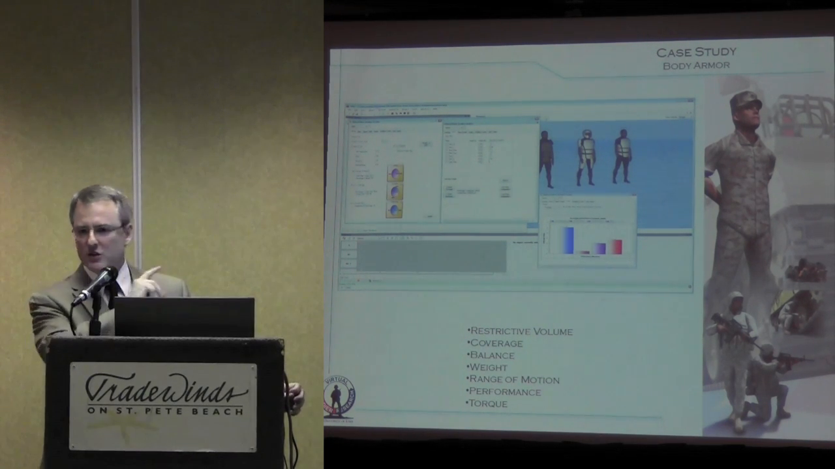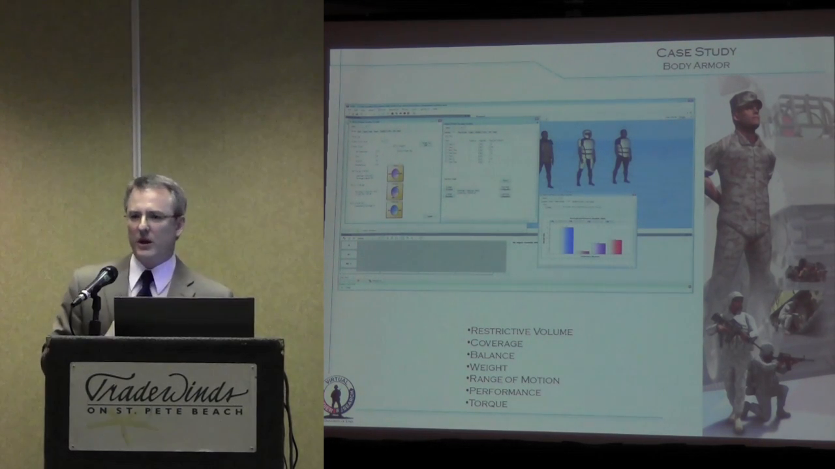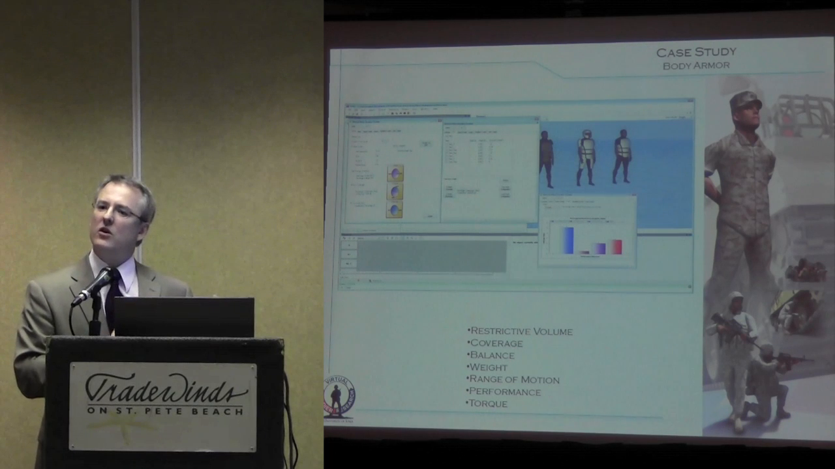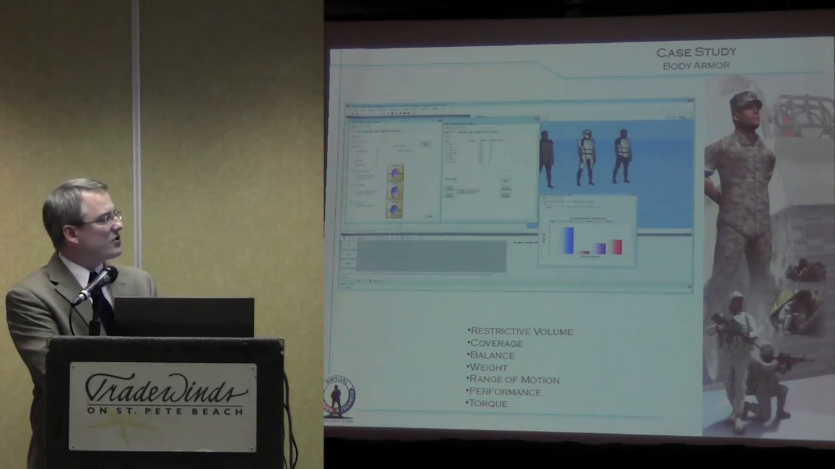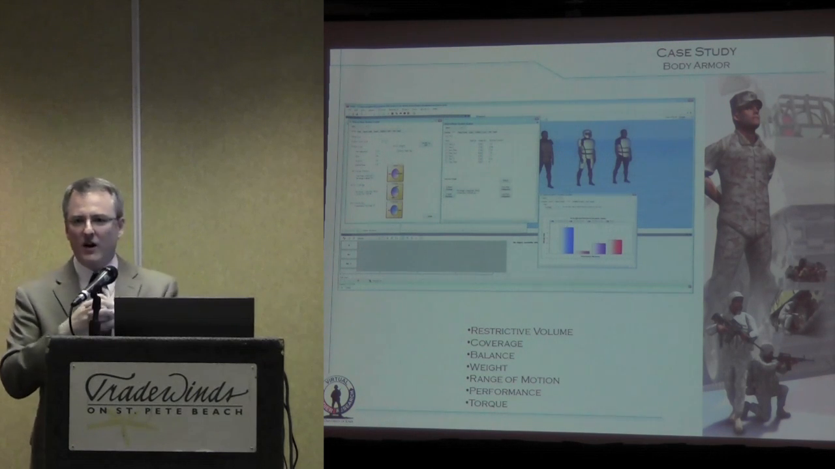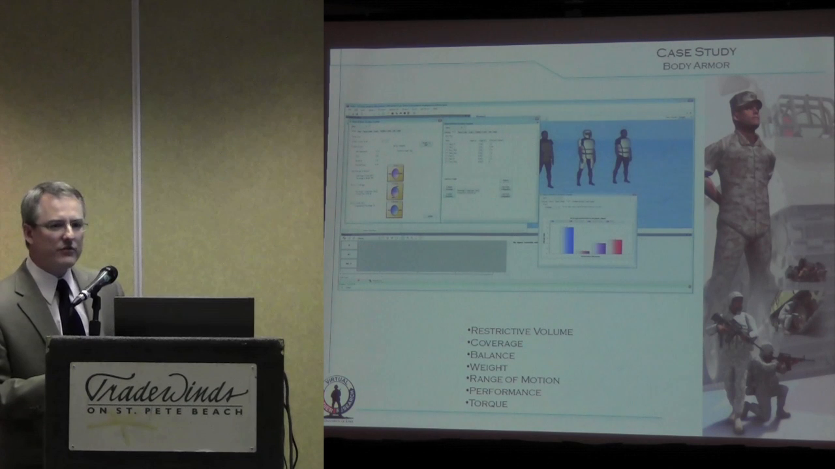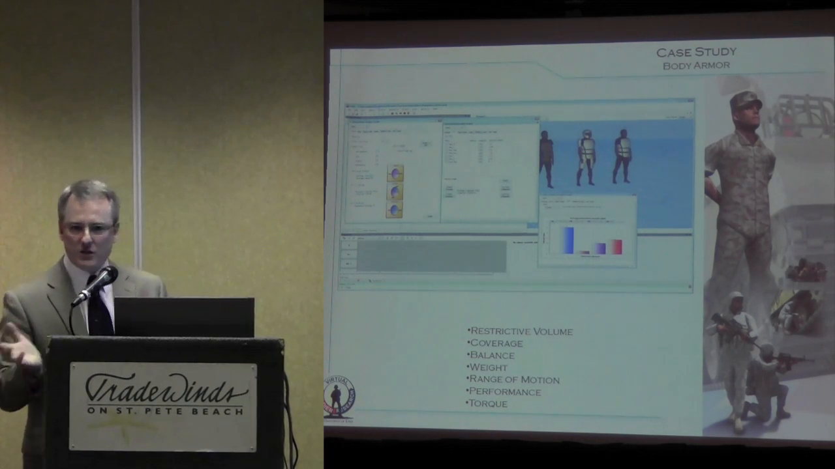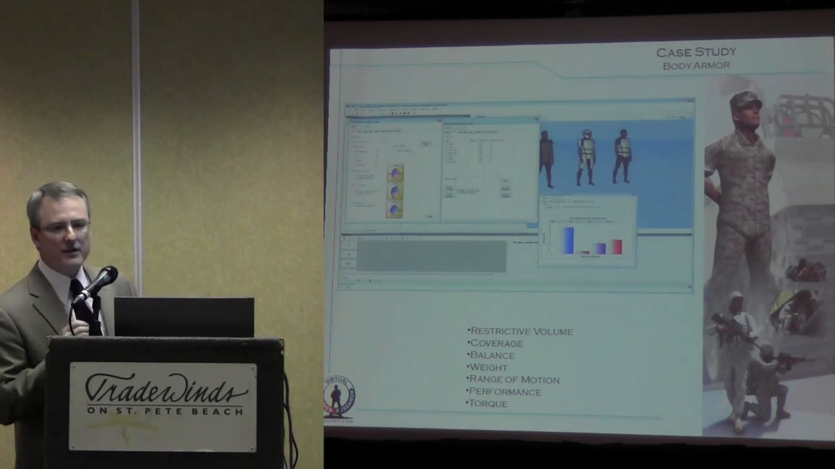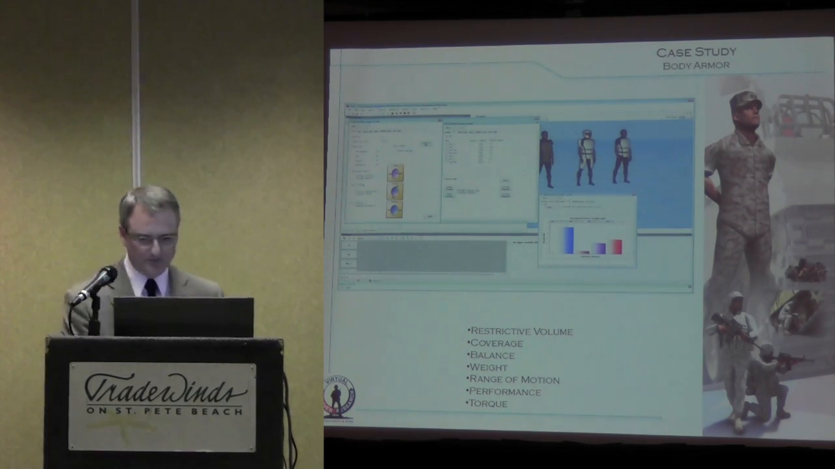and this focuses, so far, this is ongoing work, on rigid body armor plates, not yet the soft armor, and not yet the soft tissue, but we look at things like restrictive volume. What volume of that armor is restricting your motion? What's your total coverage? What's your balance throughout a task? What's the weight? Your range of motion, your performance, and of course your torque.